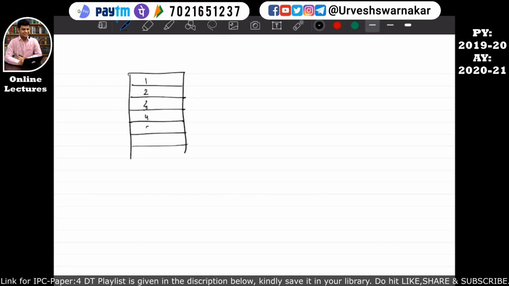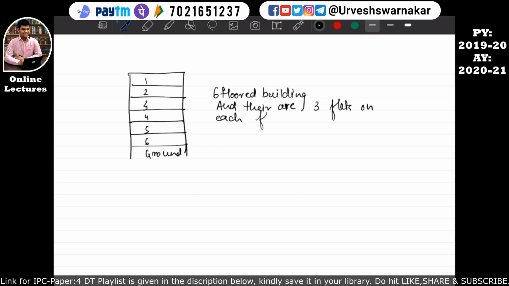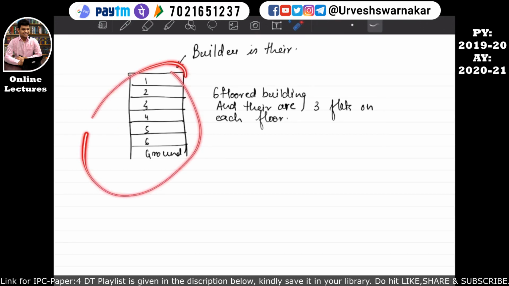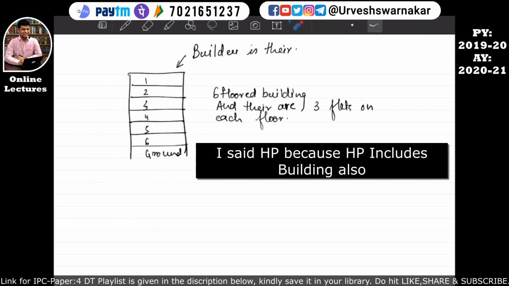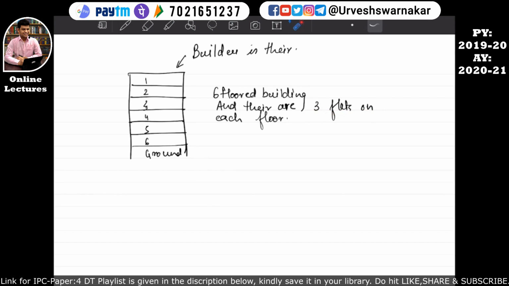1, 2, 3, 4, 5, 6, ground. So basically this is a 6-floored building, and there are 3 flats on each floor. So as you can see from this example, a builder is there. He has built this house property. This is a 6-floor house property, and on each floor there are 3 flats, including the ground floor. I hope this is quite clear to you all.